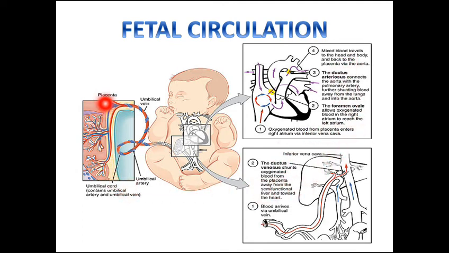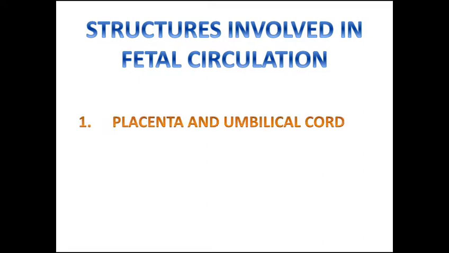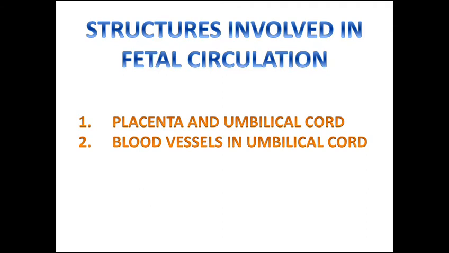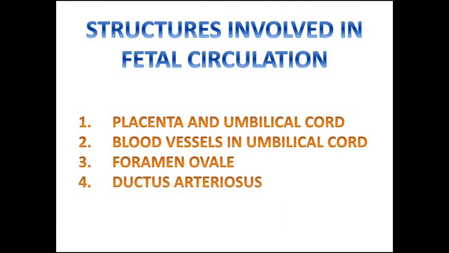Right now I am not explaining the picture, but first, for understanding the fetal circulation, we need to understand the structures involved in it. The first structure involved is the placenta and the umbilical cord. Then second is the blood vessels in the umbilical cord. Third is the foramen ovale. Fourth, the ductus arteriosus. Fifth, the ductus venosus.